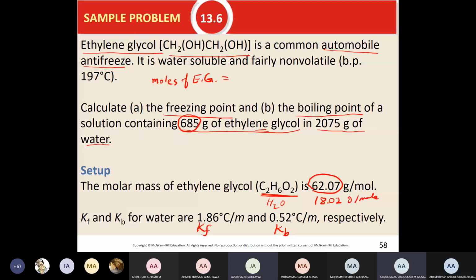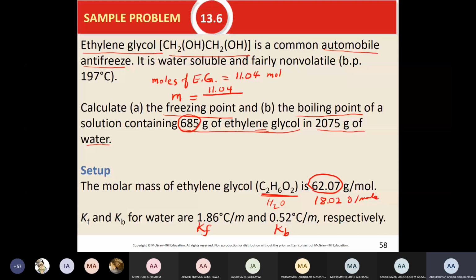Give the answer. 11.04, actually. Mole. Good. Next, what are you going to do? How to find molality? Moles over kilogram. 11.04 divided by what? Divide by the kilogram of water, the solvent.